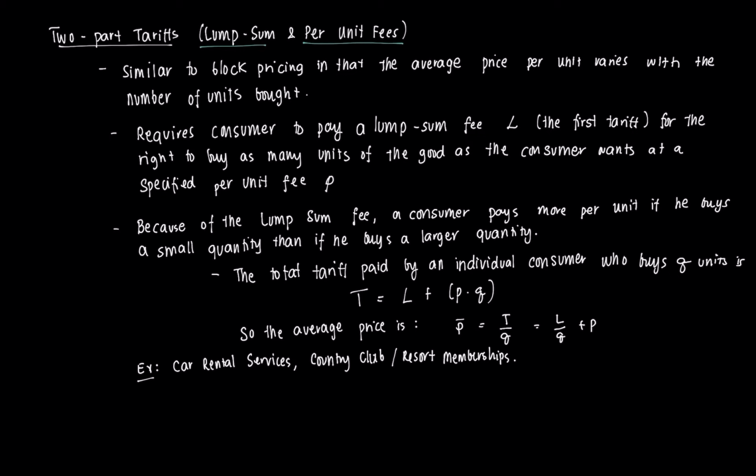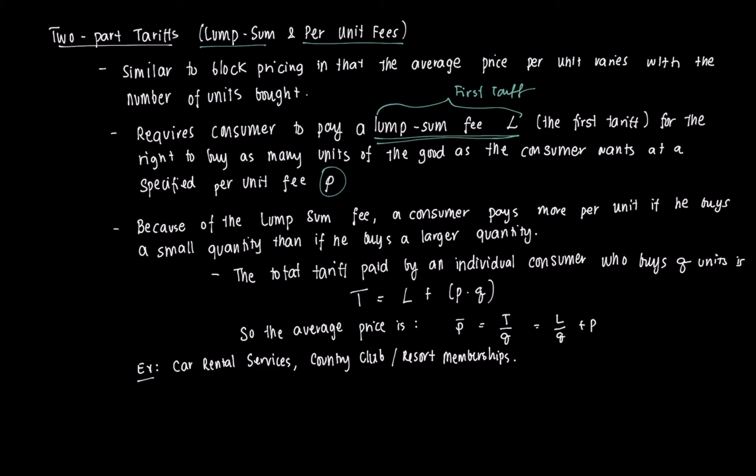And this two-part tariff system requires each consumer to pay a sort of lump sum fee, like a membership or a subscription fee. And essentially, we refer to this as the first tariff. So this lump sum fee, this is your first tariff. Okay, so this is the first sort of charge that will be there. And it's essentially for the right to buy as many units of the good as the consumer wants at a specified per unit fee of P.